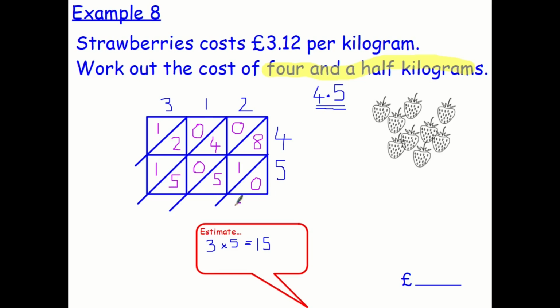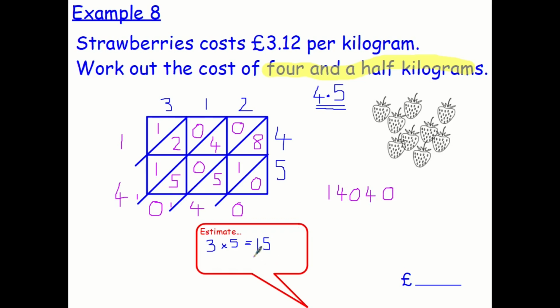Adding along the diagonals, I get 0. 8 plus 1 plus 5 is 14. Carry 1. 0 plus 4 plus 0 plus 5 is 9, plus another one is 10. Put a 0 there and carry a 1. 0 plus 2 plus 1 plus 1 is 4. And then in this column I've just got a 1, so it's 1. So the digits of my answer are 1, 4, 0, 4, 0.